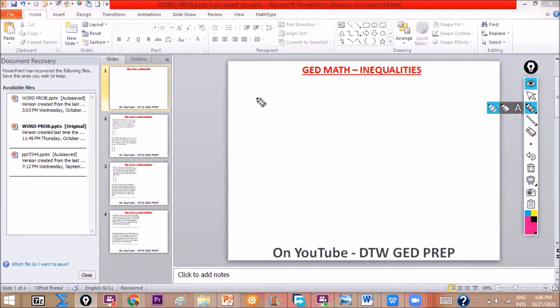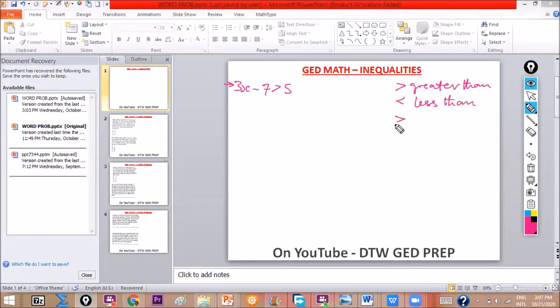So when you have this inequality, 3x minus 7 is greater than 5. Okay, first of all, do you remember the inequality signs? You have this, this is greater than. This sign is less than.